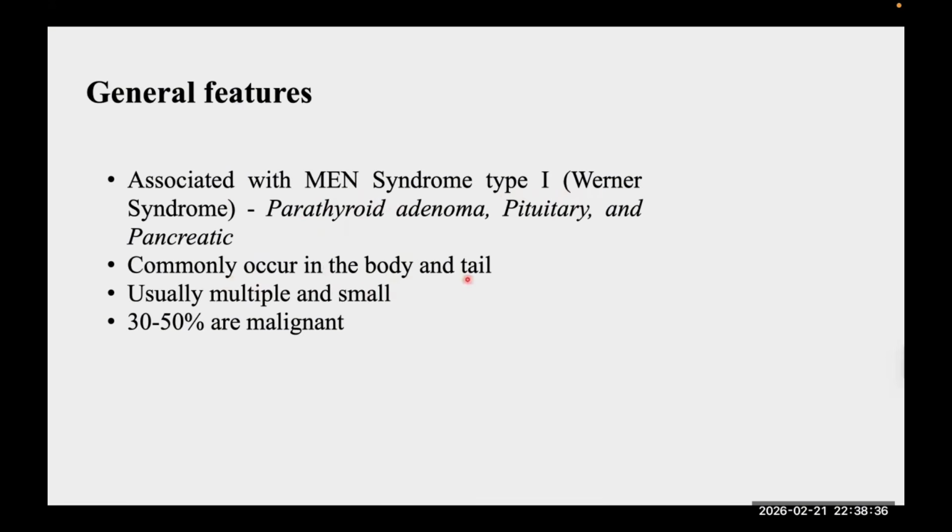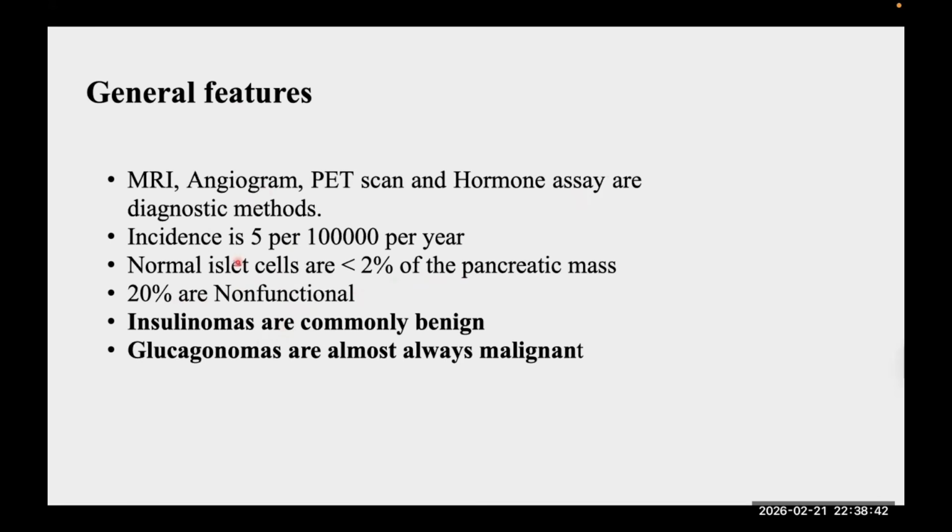These commonly occur in the body and the tail of the pancreas. They're usually multiple and small. 30 to 50% of them are malignant. Now, the diagnostic methods that can be used are MRI, angiogram, and PET scans. Incidence is 5 per 100,000. Normal islet cells are less than 2% of the pancreatic mass. We already discussed that at the beginning. 20% of these are non-functional. Now, insulinomas are commonly benign. So if someone has insulinoma, it's rarely malignant. In contrast, glucagonomas are almost always malignant.